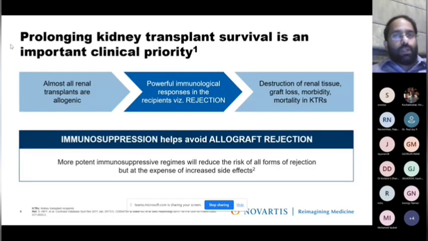So why is this important? As you all know, in any transplant setting, the most important thing is prolonged graft as well as patient survival. All renal transplants are allogenic, and there are powerful immunological responses in the recipients, which can result in rejection, and this can lead to graft loss, morbidity, and mortality. The purpose of immunosuppression is to avoid this allograft rejection, and more potent immunosuppressive regimens can reduce all forms of rejection, but the caveat is there is increased risk of side effects.